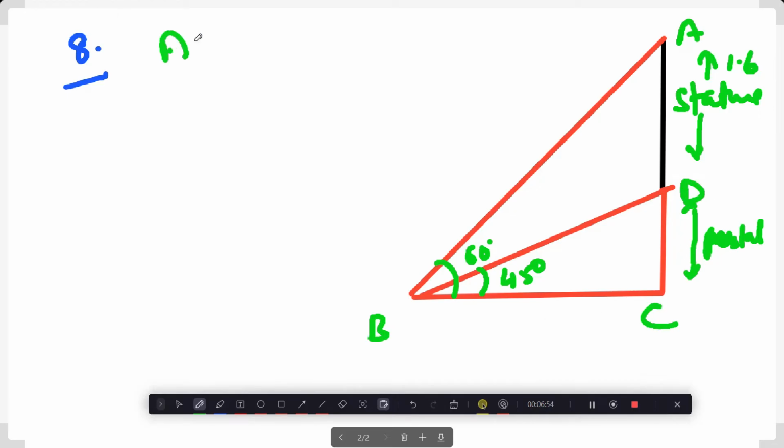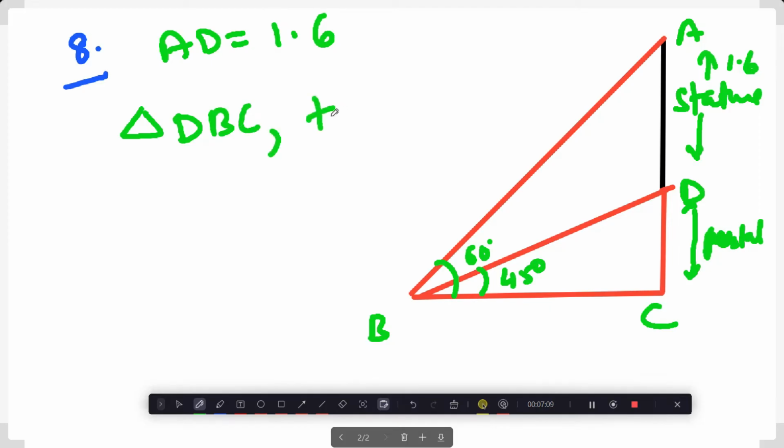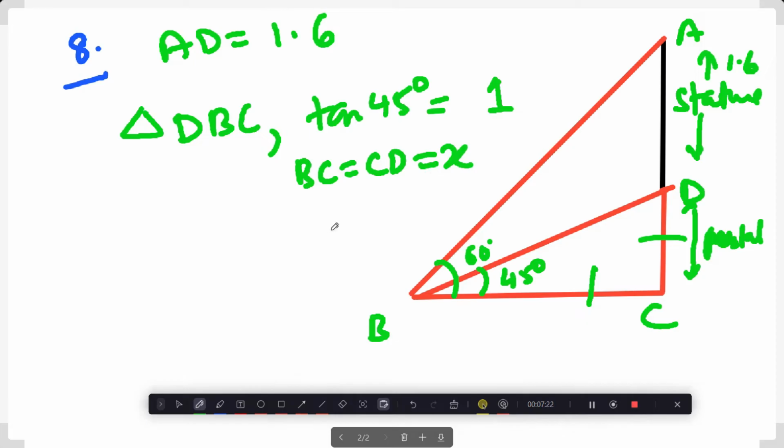So we know AD is equal to 1.6. We need to find the height of the pedestal. We need to find DC. If you look at triangle DBC, we know tan 45 is 1. Anyways, we know it's an isosceles right angle triangle. Basically, BC and CD are equal. BC equal to CD is equal to X, or whatever you want to say.